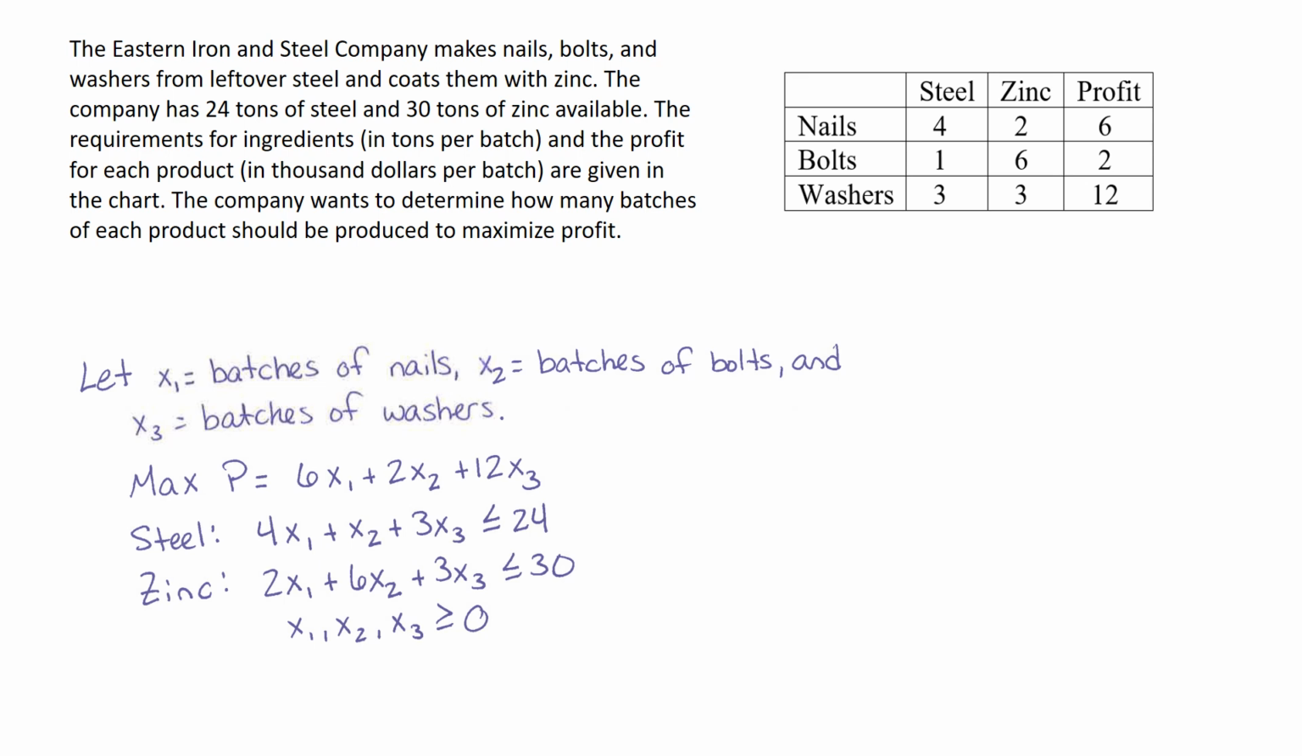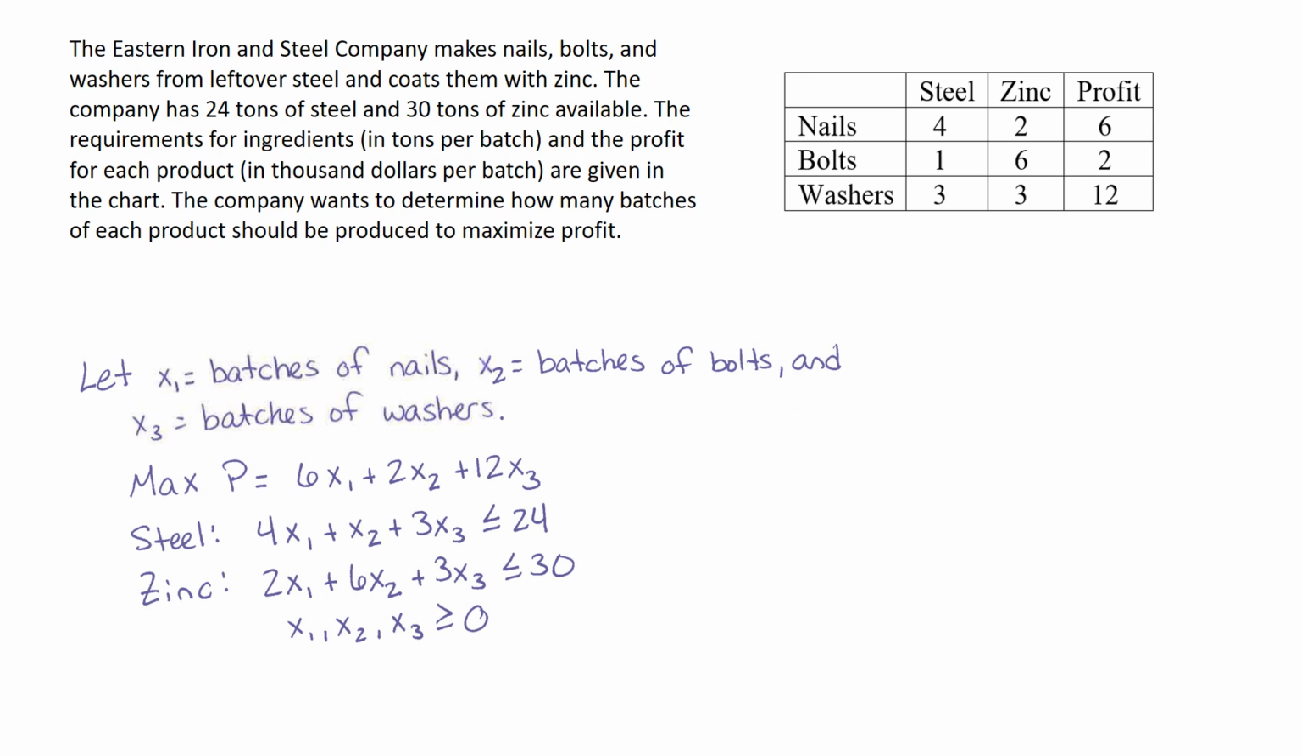Now for the steel constraint, the nails require 4, the bolts require 1, and the washers require 3. So we have 4x1 plus x2 plus 3x3. And the company has 24 tons of steel available, so that has to be less than or equal to 24.